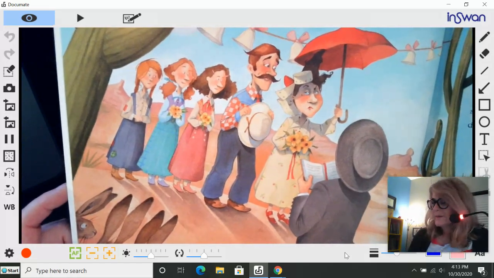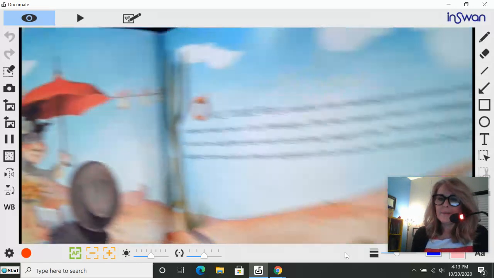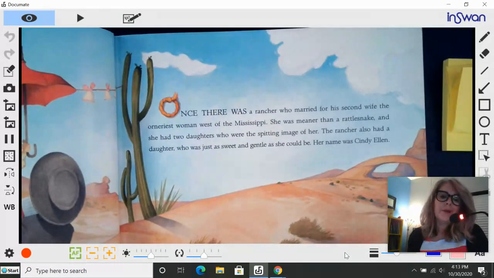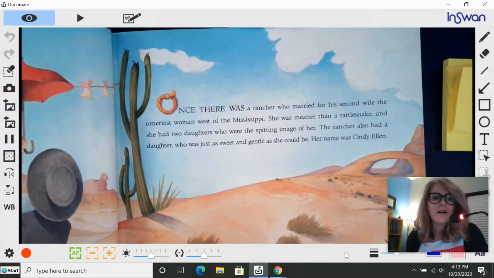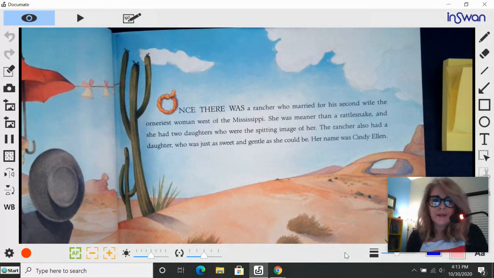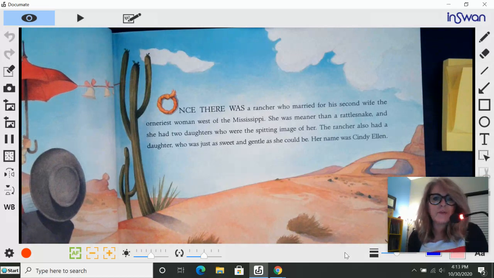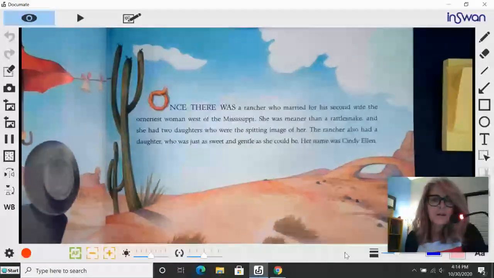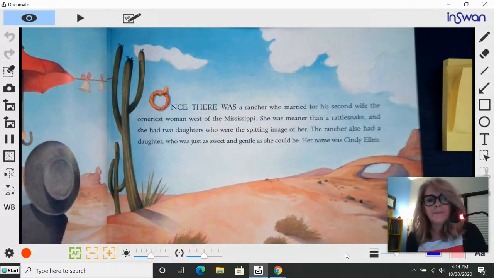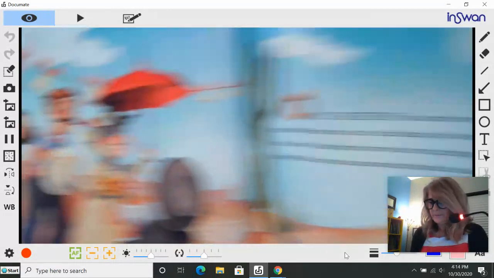So here goes. Once there was a rancher who married for his second wife the orneriest woman west of the Mississippi. She was meaner than a rattlesnake, and she had two daughters who were the spitting image of her. The rancher also had a daughter who was just as sweet and gentle as she could be. Her name was Cinder Ellen.